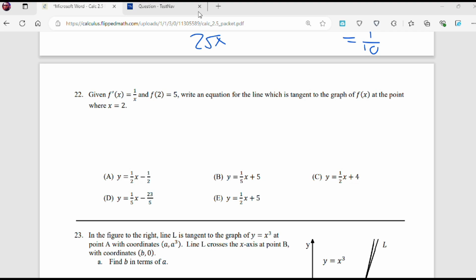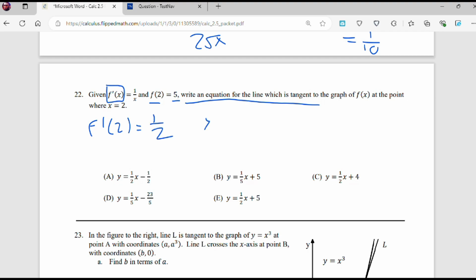Next question. Given f prime of x equals 1 over x and f of 2 equals 5, write an equation for the line which is tangent to the graph of f of x at the point where x equals 2. Okay, so this is easy. We have our x1, we have our y1, we have our f prime of x. We need to find our f prime of 2. Pretty straightforward, 1 over 2.